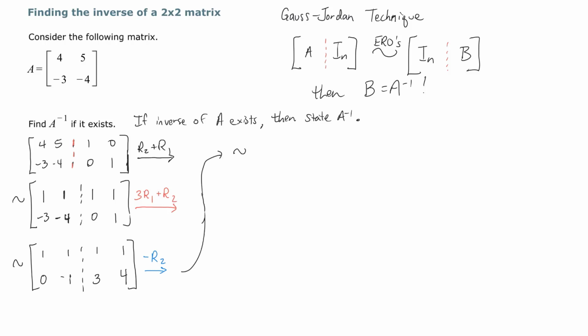Remember that tilde means row equivalent. Row 1 doesn't change. I'm going to recopy that. And we get 0 now. 1, -3, -4. We would like this position to be a 0 using an elementary row operation. So now I'm going to do negative row 2 added to row 1.